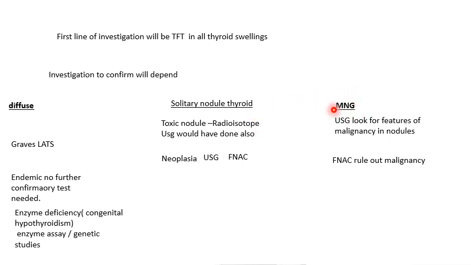Coming to a multinodular goiter, ultrasound will look for features of malignancy in the nodules. You have done the thyroid function test. Now, if it was normal, ultrasound will look for malignancy in the nodules. If it was low, again ultrasound will look for malignancy. And if it was high, even then ultrasound will try to look for malignancy. And you will do an FNAC when you find something suspicious there. So you see the second line of investigation becomes totally different. But your first line is always thyroid function test.